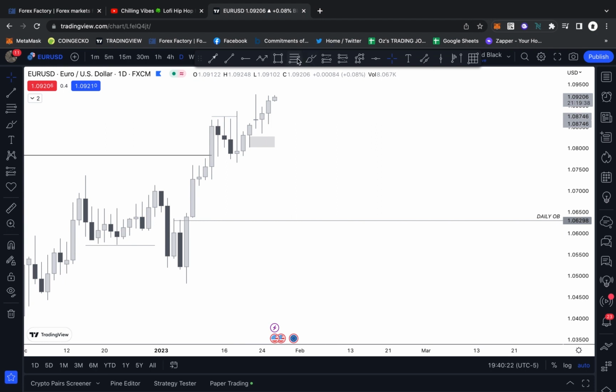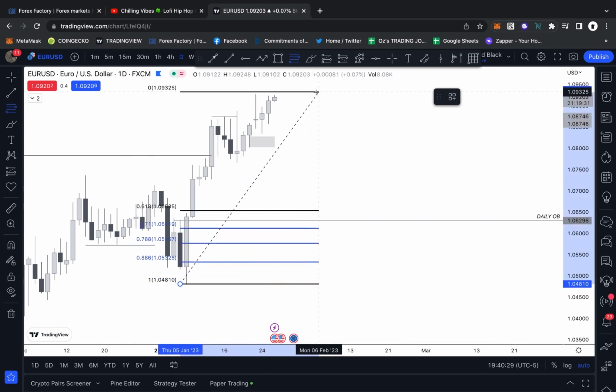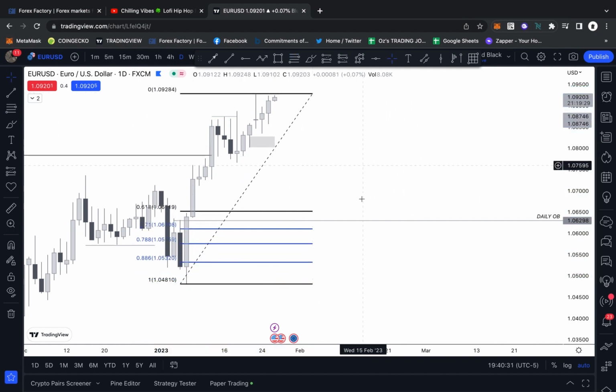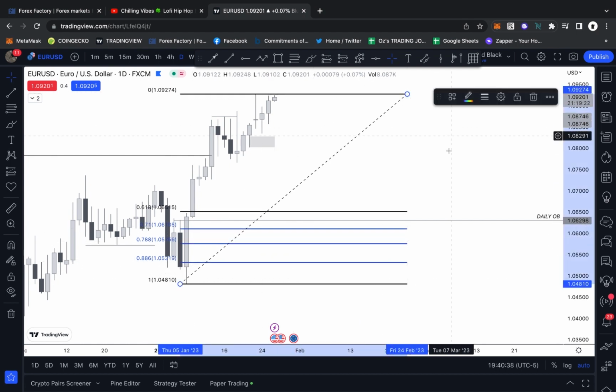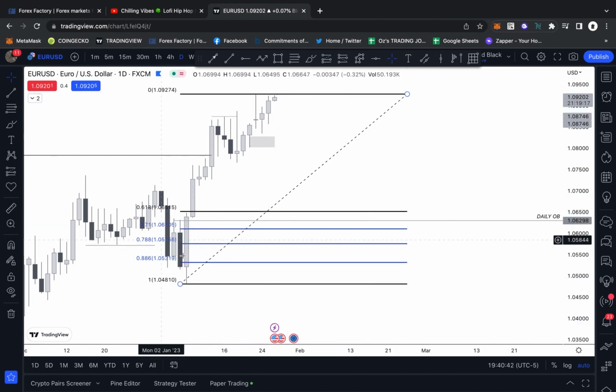So what you do is you click on your fib tool. This is the bottom of this price leg, okay? From here to here is where I'm going to draw this. Okay, and as you can see, right here is your smart money fib zone, and it's lining right up with this order block right here.